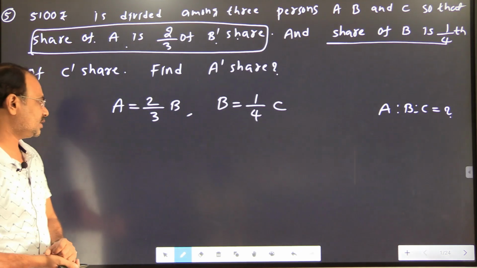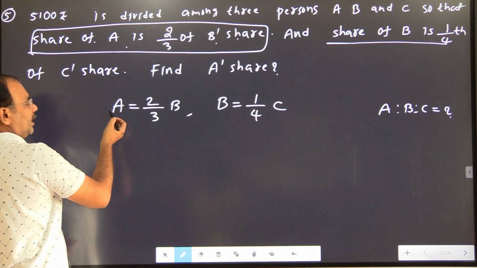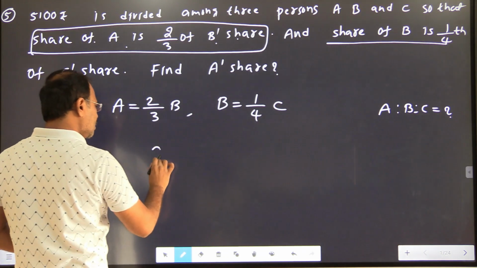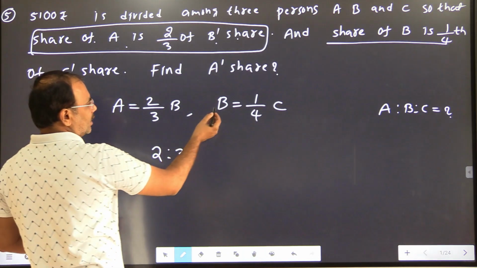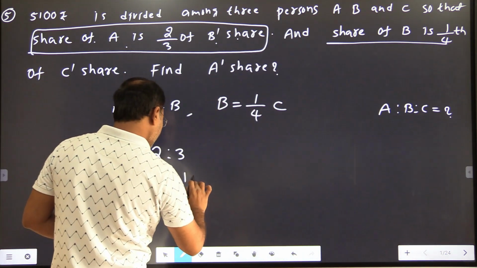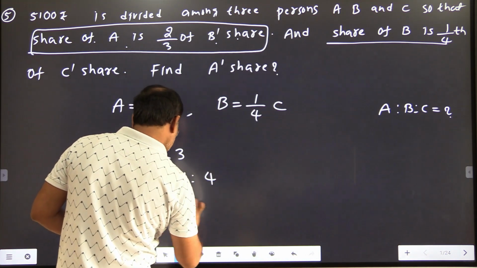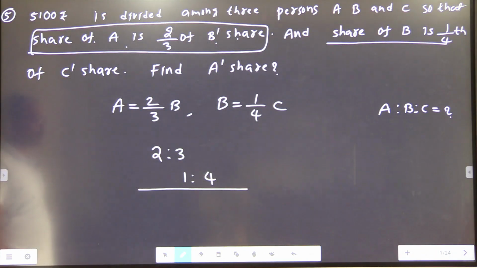So A is equal to 2/3 B means what is A to B? A by B can be written as 2:3. Of course, 2/3 means 2:3. In the same manner, B by C, B is to C is equal to 1:4. So combining these two ratios, you will get A is to B is to C directly.